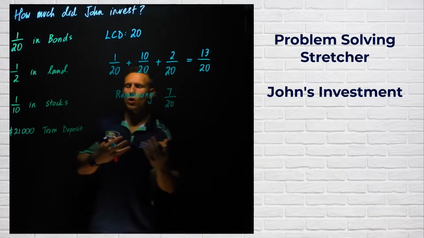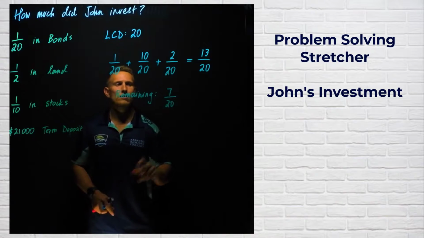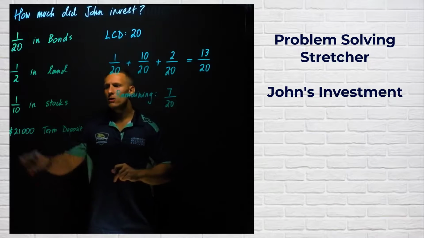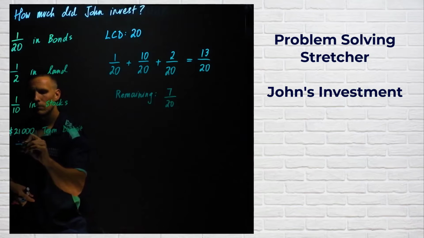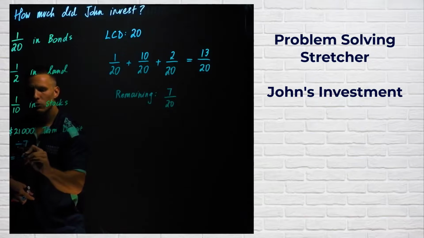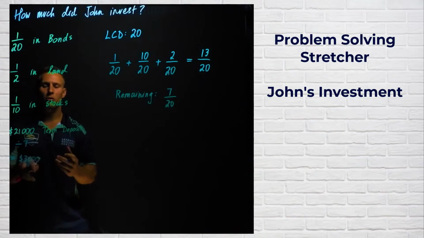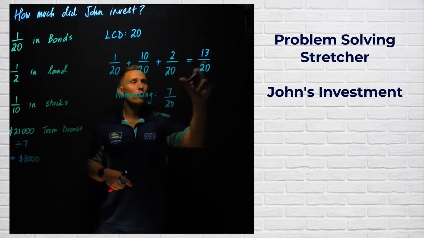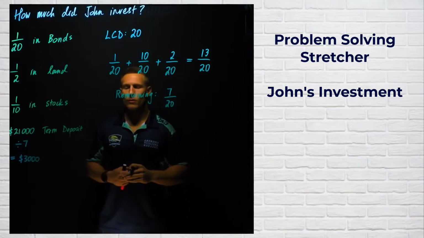So in order to solve this problem, we need to divide 21,000 by 7. So 21,000 divided by 7 is equal to 3,000. So one part is worth 3,000. So one part of the 20th is going to be equal to 3,000.